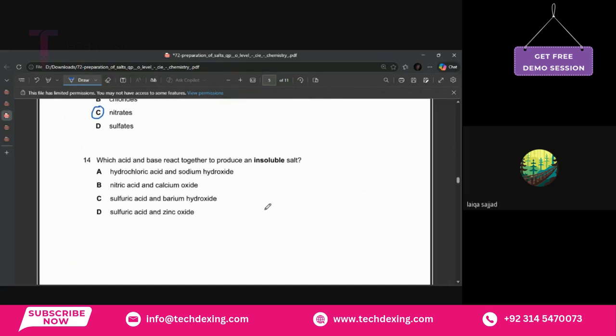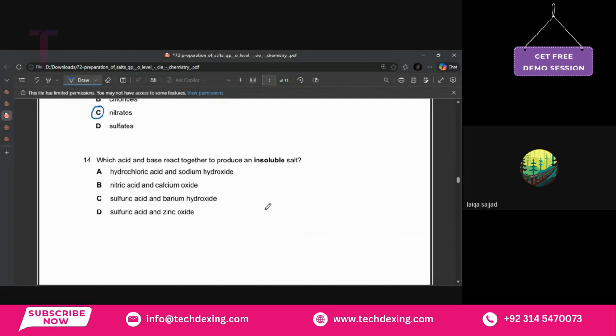Which acid and base react together to produce an insoluble salt? Hydrochloric acid and sodium hydroxide, nitric acid and calcium oxide, sulfuric acid and barium hydroxide, or sulfuric acid and zinc oxide. C. Sulfuric acid and barium hydroxide. Yes. Very good, excellent. Which salt will we get when we react sulfuric acid and barium hydroxide? We get barium sulfate. Very good, which is insoluble.